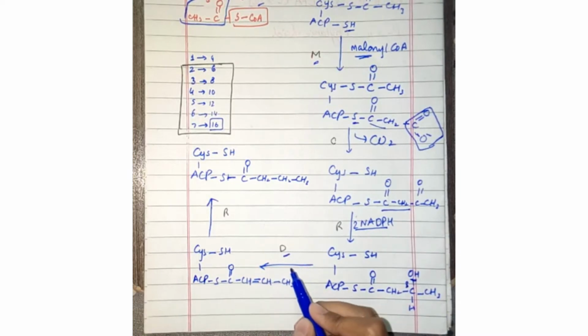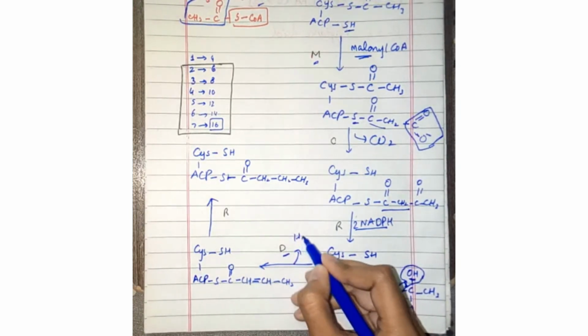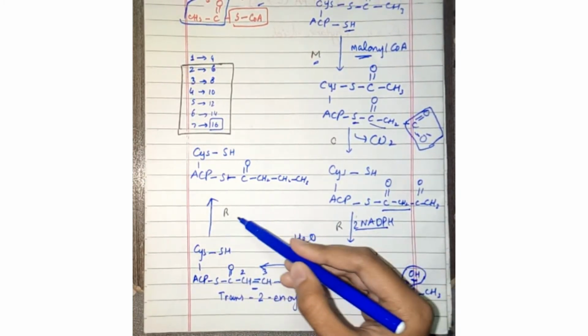The next step will be dehydration. Dehydration is the removal of water. Water will be removed in a way that the hydroxyl group from carbon number 3 and the hydrogen from carbon number 2 will be released in the form of water. So the resulting structure will contain a double bond of trans configuration between carbon 2 and carbon 3. The structure will simply be called trans-2-enoyl-CoA.